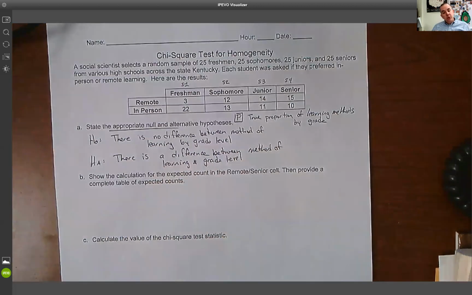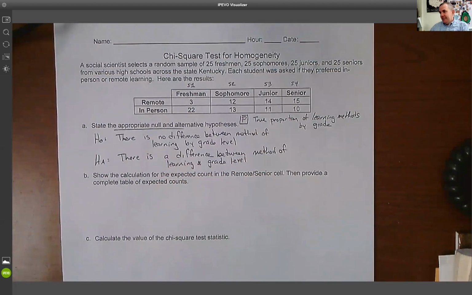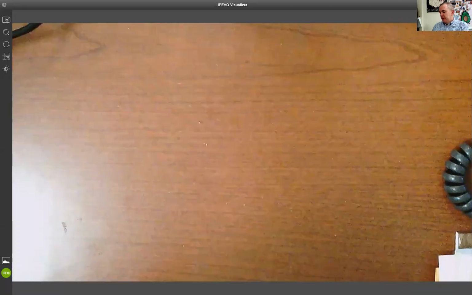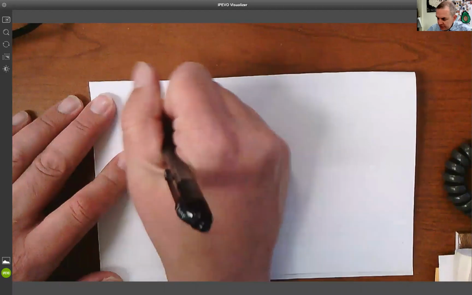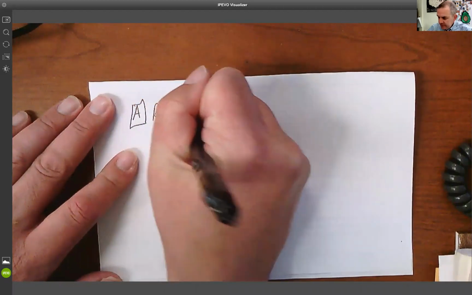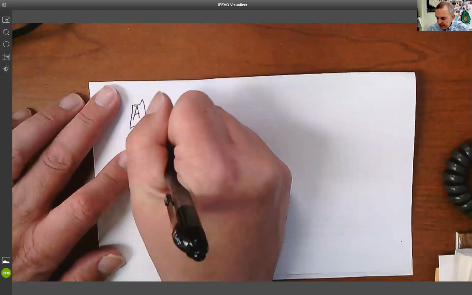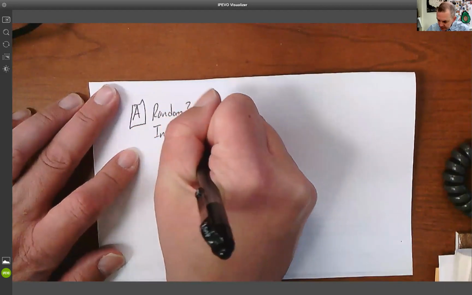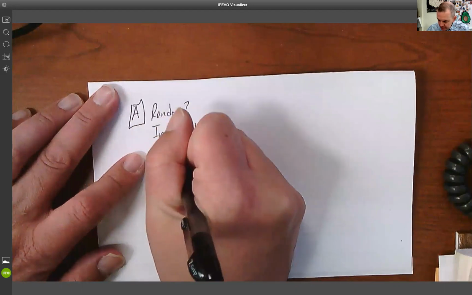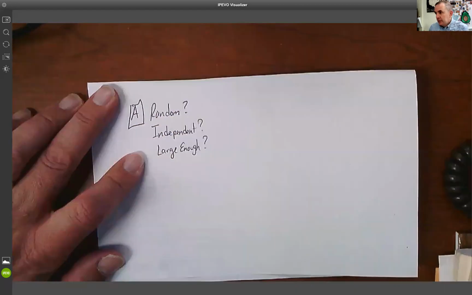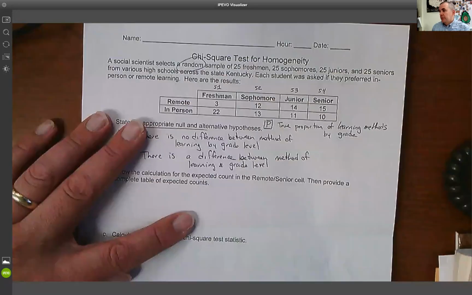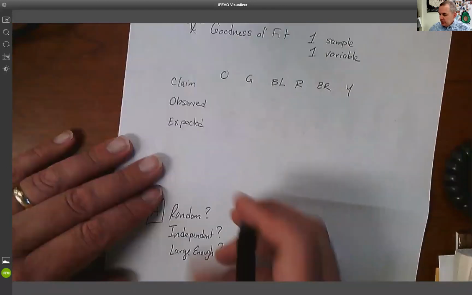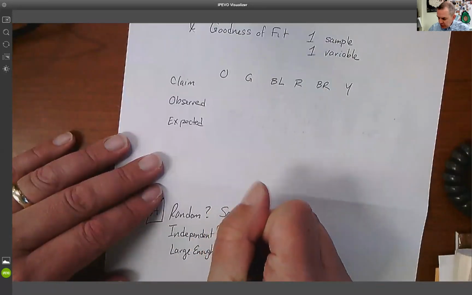Okay, so the way that this is going to work out is we're still going to go through that same process of A. Again, A is not on here, but I'll flip over here so we can look at it. We're going to check those 3 assumptions. In this case, we're going to check random. We're going to check independent. And we're going to check large enough. So in this case, we're going to go back and look. It says we got a random sample. So our samples are all random.